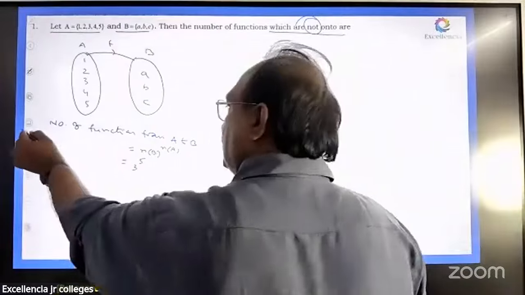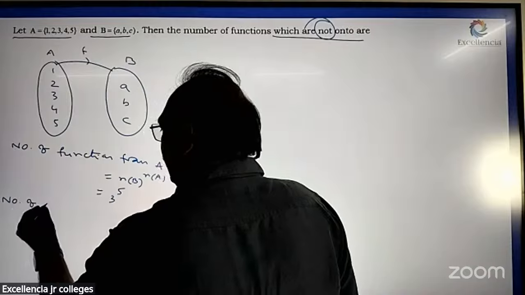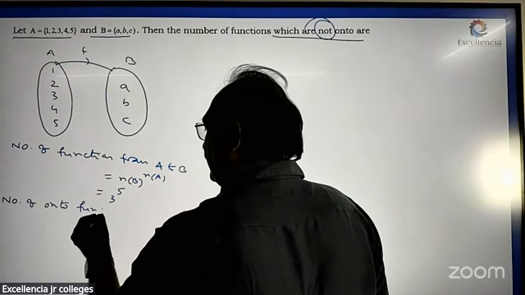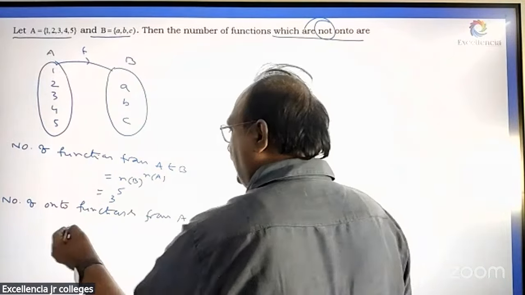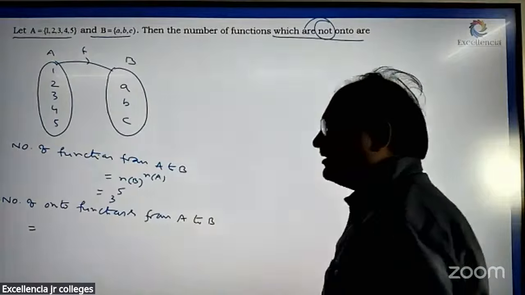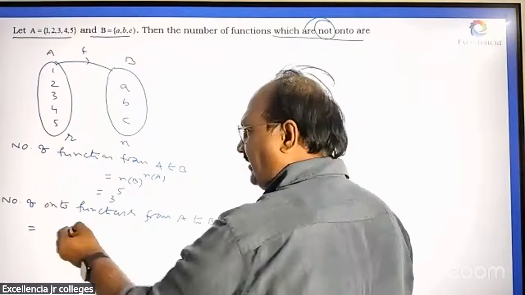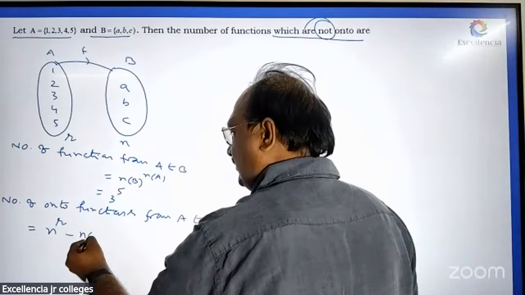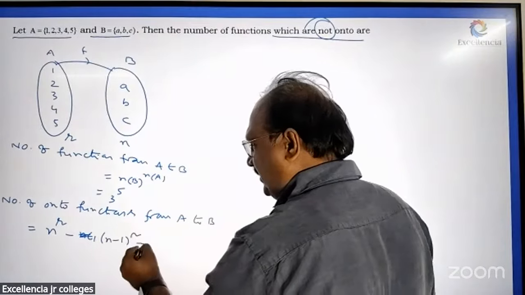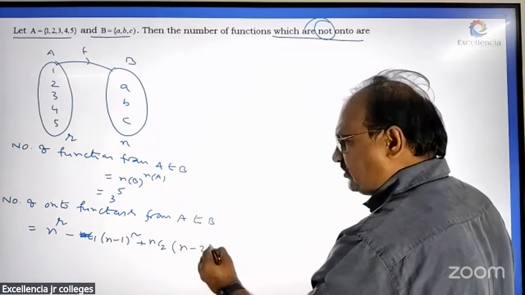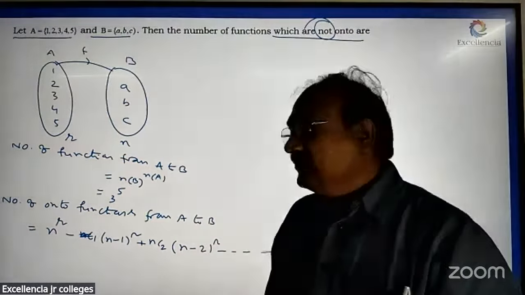Total number of onto functions from set A to set B, we can write like this. Suppose set A contains R elements and set B contains N elements. Then I can write N to the power R minus NC1 into N minus 1 to the power of R plus NC2 into N minus 2 whole to the power of R. Like this we can write, when the second set contains more than 2 elements.